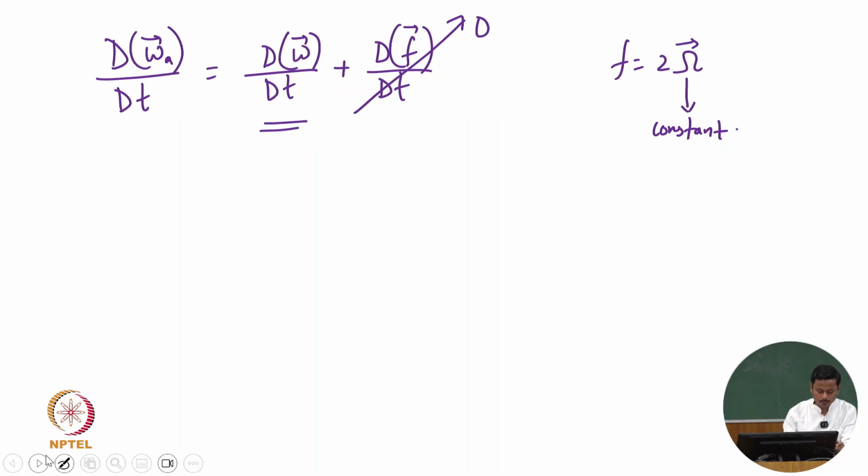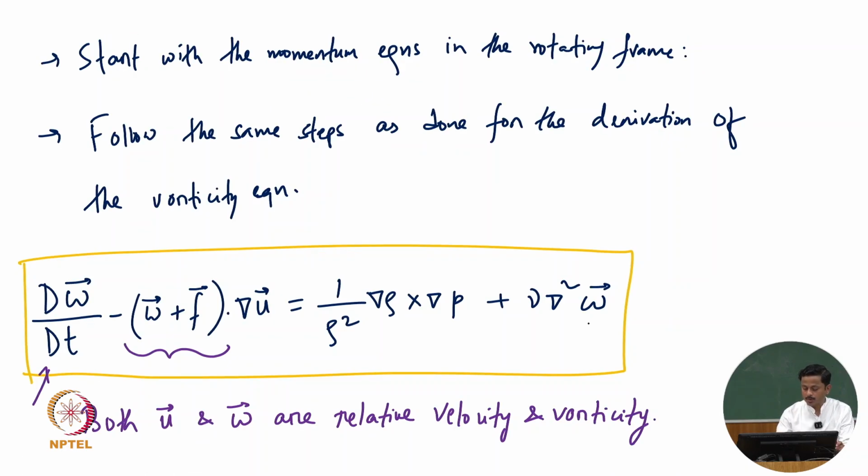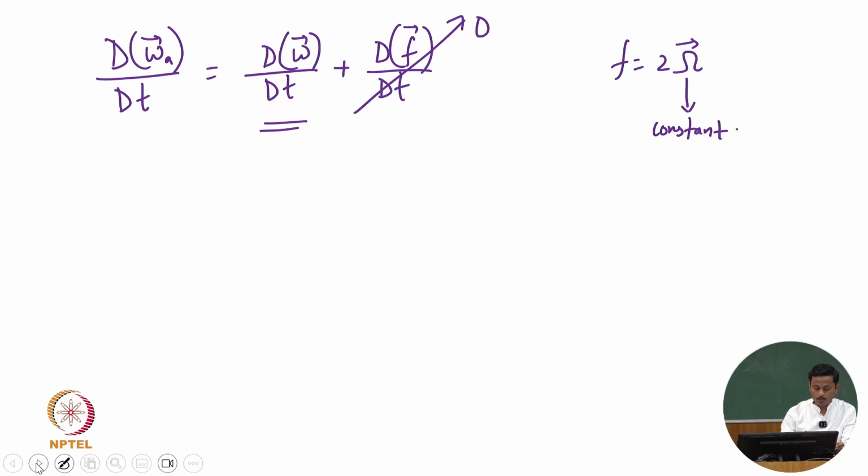Now the viscous term: why should the viscous term not have the absolute vorticity? As you can see, the first term has the relative vorticity, while only the second term, omega dot del u, has the total vorticity. What happens to the viscous term?